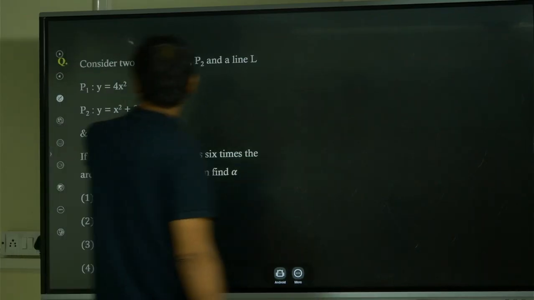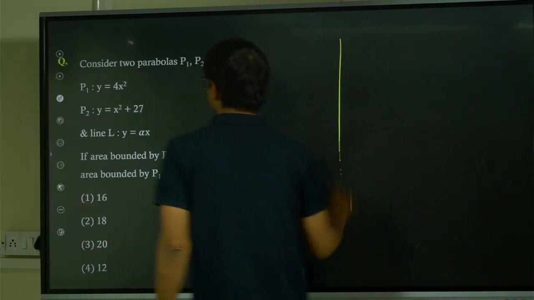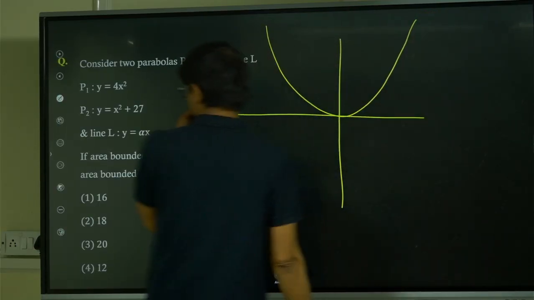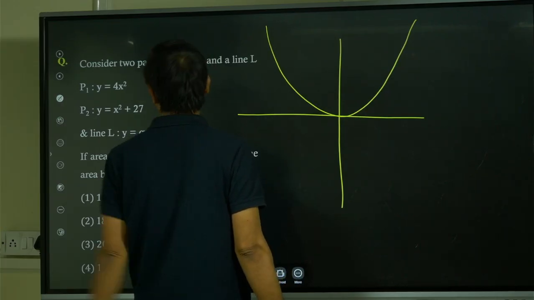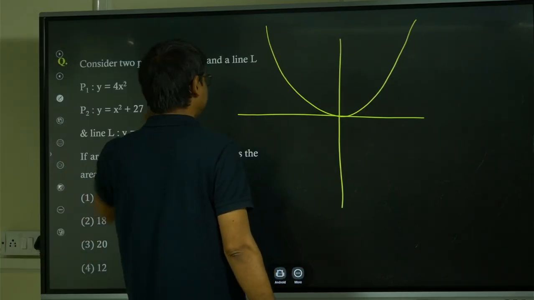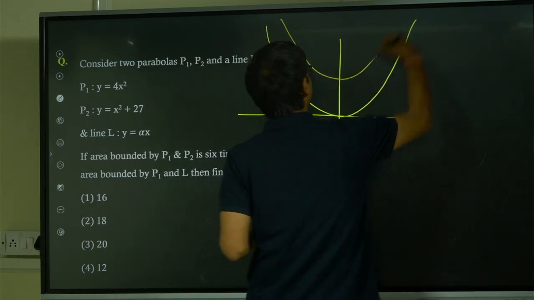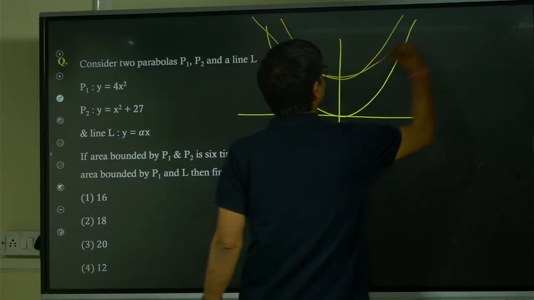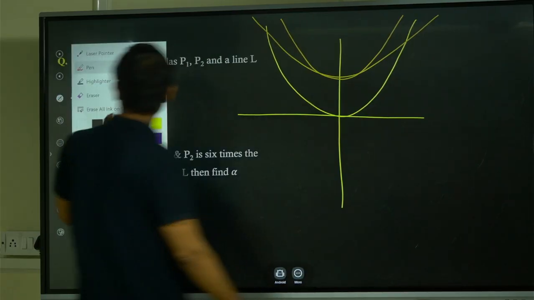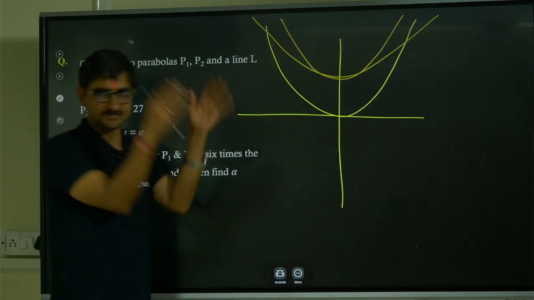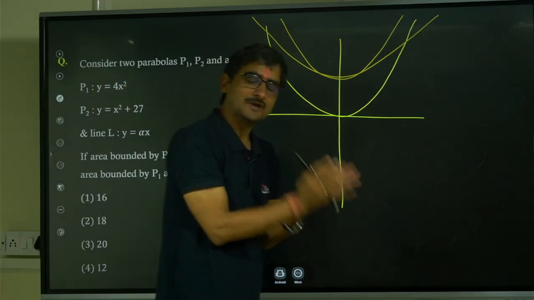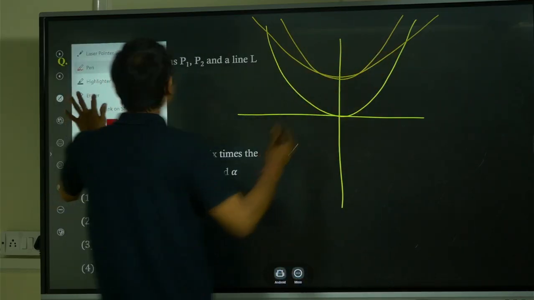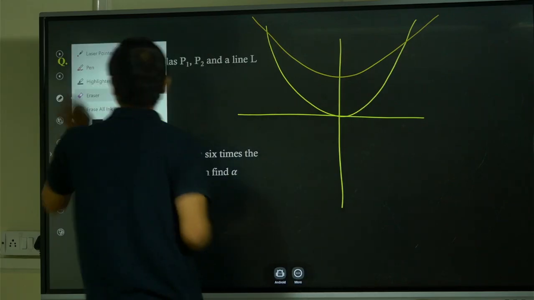Now the next one is, consider two parabolas. y is equal to 4x square, so it's an open upward vertical parabola. y is equal to x square plus 27, it's again open upward, shifted by 27 units. Rather it will be something like this. Why so? Because it is 4 times, so it will be steeper. The first one will be steeper. So after some time it will definitely intersect it. The second one has to be a bit broad, right?